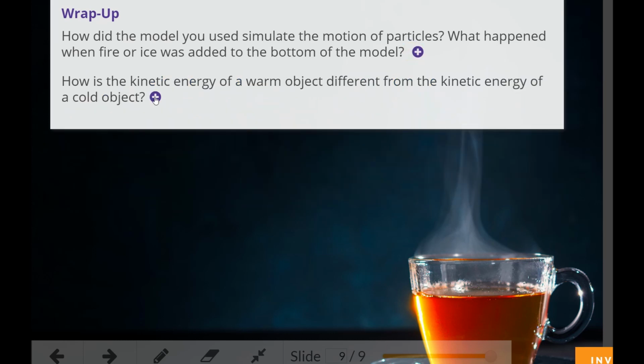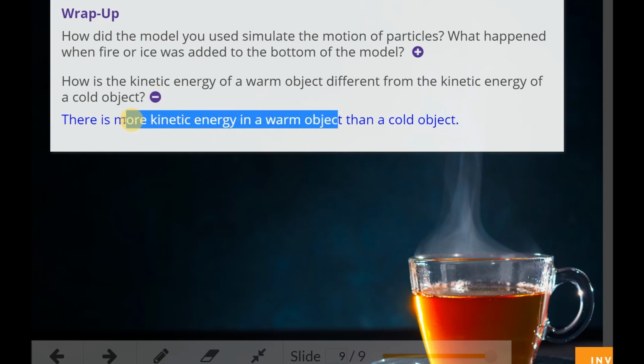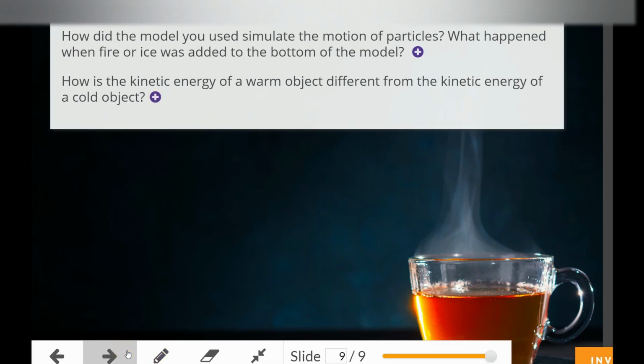And what's going on with kinetic energy of a warm object compared to a cold? Warm objects have more kinetic energy. So more energy is warmer or hotter. And for this week, we're getting that energy from the sun.